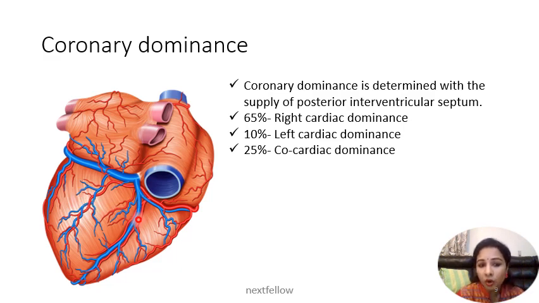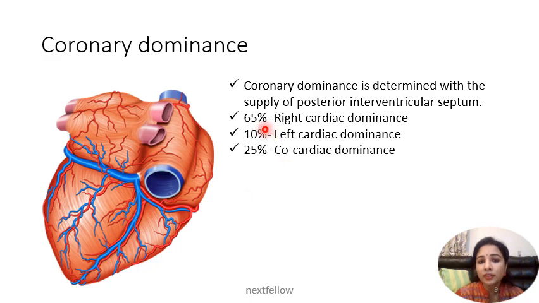The groove is called the posterior interventricular groove, and the posterior interventricular artery is given off from the right coronary artery. In 65% it is always given off from the right coronary artery, which runs in this posterior interventricular groove and supplies the posterior 1/3 of the interventricular septum. So coronary dominance is determined by which artery supplies the posterior interventricular septum.